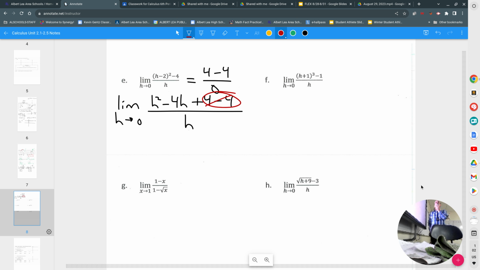And then what can you factor out? You can then factor out an h. The limit as h goes to 0 of h times h minus 4 all divided by h. And we notice that the h's will cancel. And at that point, you can plug in your value of 0 and you get a grand total of negative 4.